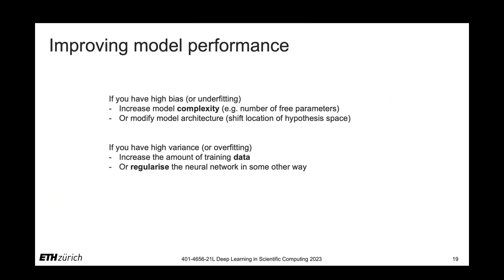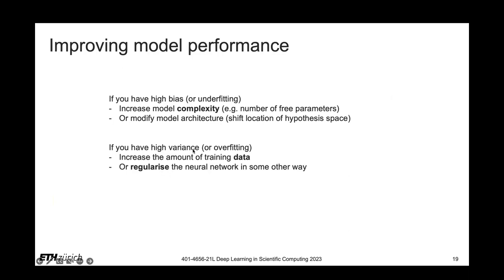If we have high bias, or equivalently underfitting, the obvious thing to do is to increase the complexity of your model, expanding it in function space so that it expands toward the true function you're trying to model. Another way is, instead of expanding the function space, to shift the function space. That would equate to changing the model architecture, perhaps, instead of increasing the number of parameters or the expressivity.